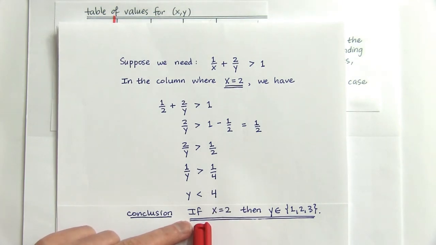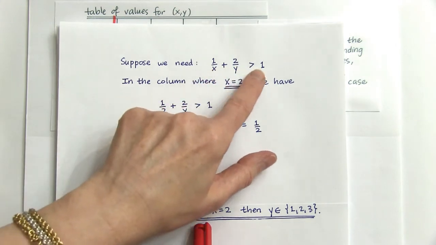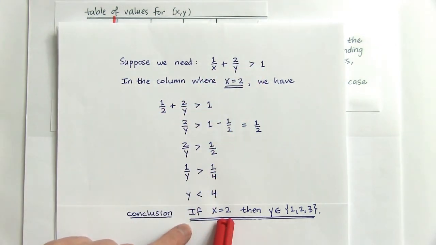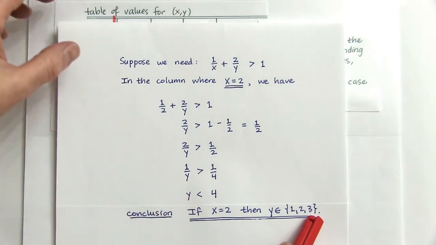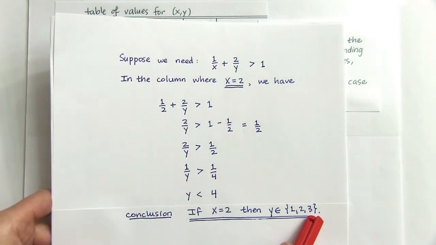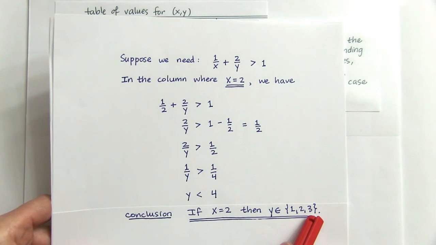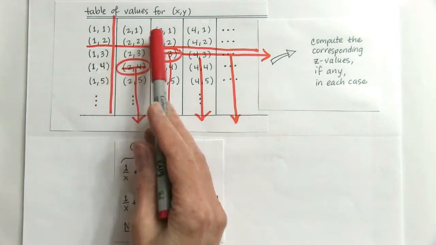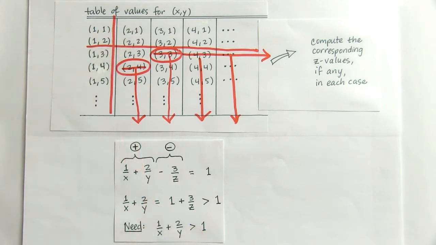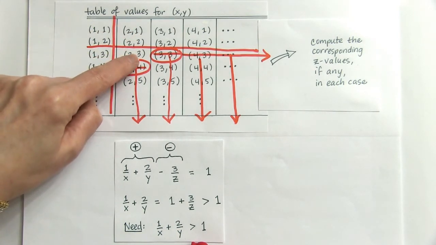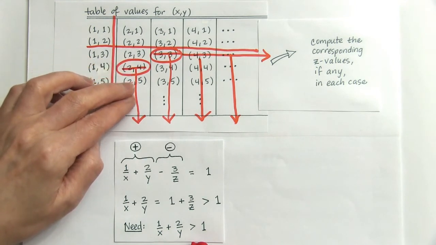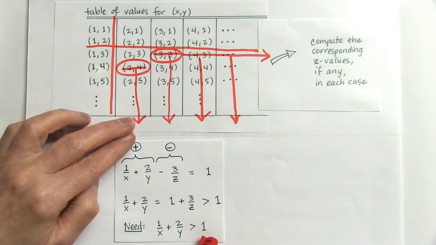So we have established that for this inequality to be true, if x is 2, then y can only be one of 3 choices, 1, 2, or 3. And that answer is reflected in my table here. When x is 2, the only way for this inequality to hold is that y is 1, 2, or 3, and none of the rest of these pairs will make this inequality work.